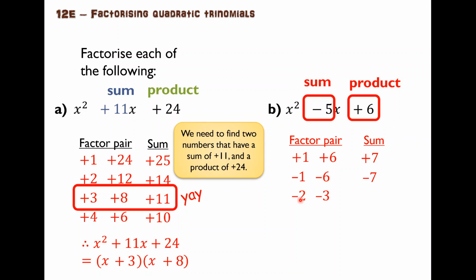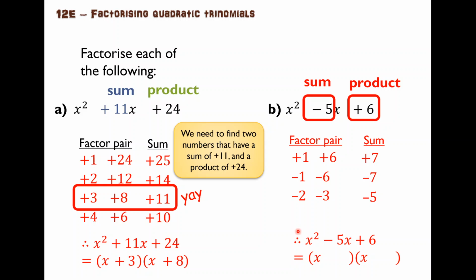Let's try negative 2 and negative 3. Sure enough, if I multiply these things, I get positive 6, and that's why I came up with this factor pair. What is negative 2 subtract 3? Negative 5. That's a winner. That's the one that we wanted, right? It's got a product of positive 6 and a sum of negative 5. That's the magic. I don't need to do any more. I've found the two numbers that I need.